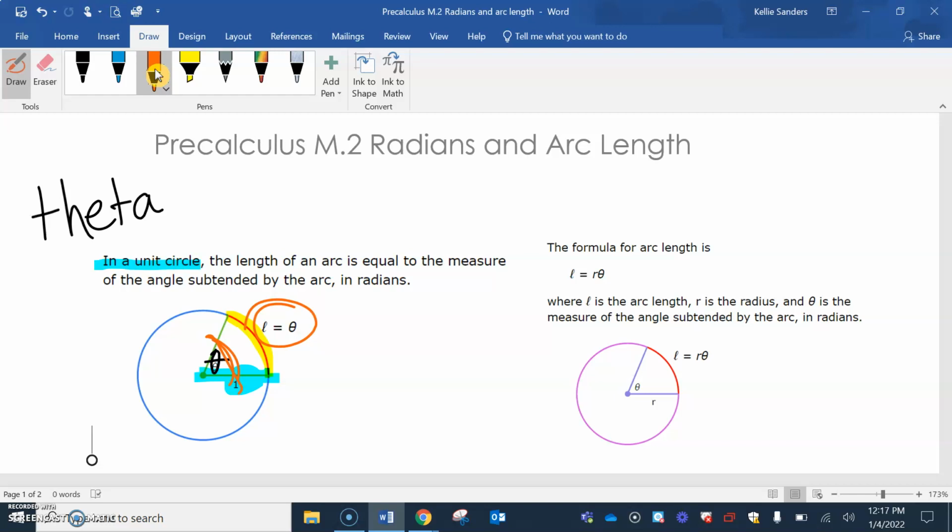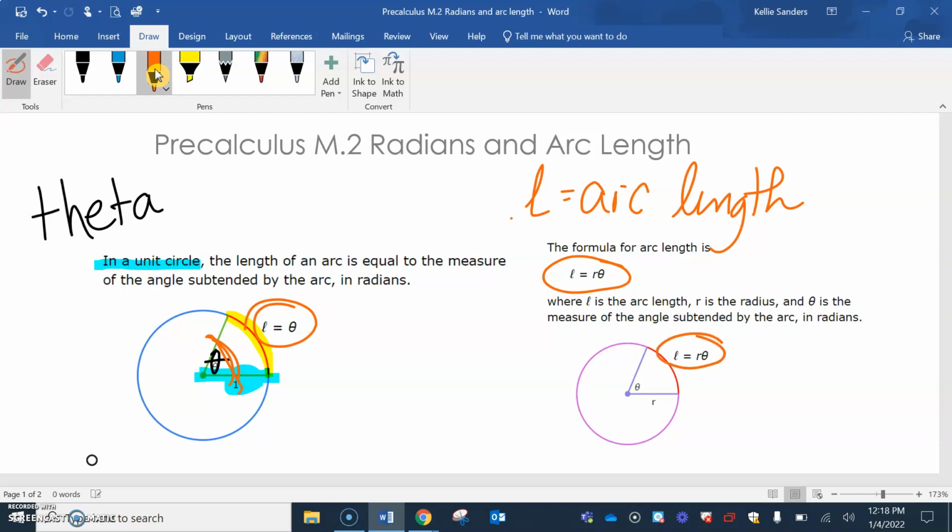But if you have a circle whose radius is not 1, the formula for arc length, and L means arc length, where L is the arc length, R is the radius, and theta is the measure of the angle subtended by the arc in radians. We're going to use this formula, L equals R theta. So if you take the radius and we multiply it by the angle, we're going to get how big the arc length is.